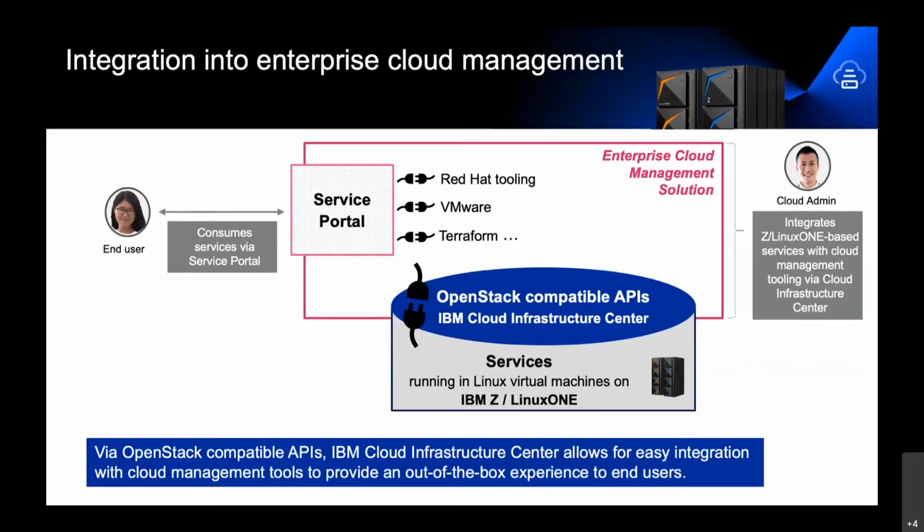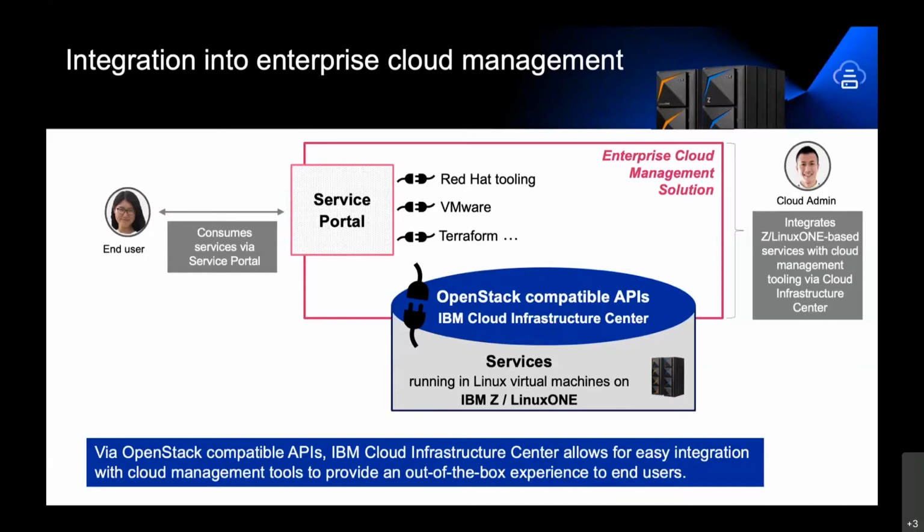In the previous picture, you have seen the service catalog and the self-service portal from within Cloud Infrastructure Center. Now, in this use case, we talk about a service portal that our customers have created themselves. Anything that you have created in your environment as a service portal, you connect through the OpenStack compatible APIs that come with Cloud Infrastructure Center to the IBM Z and LinuxONE platforms.